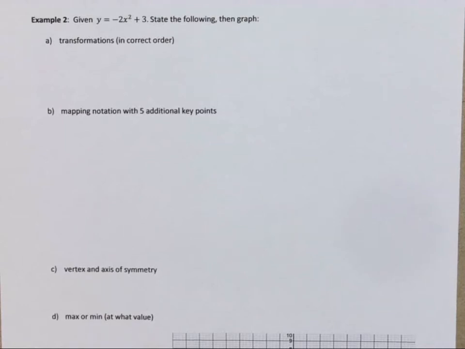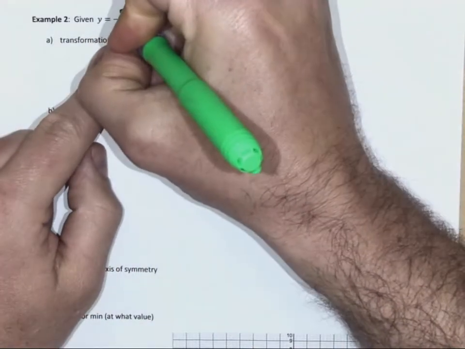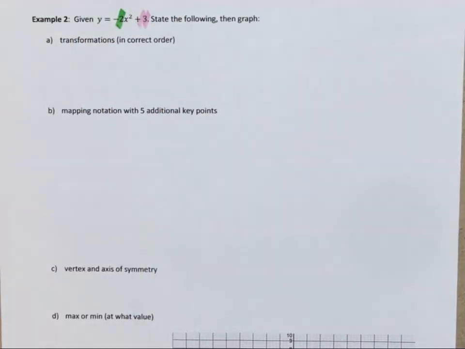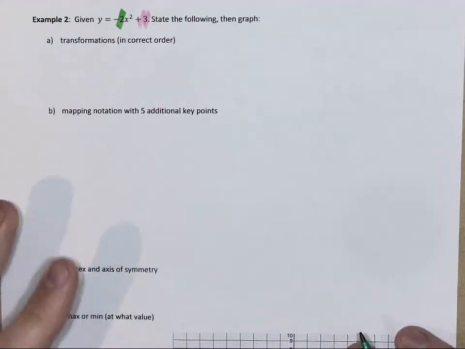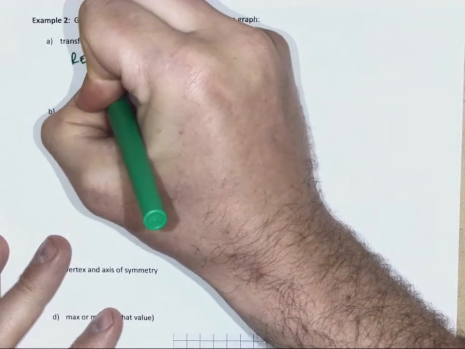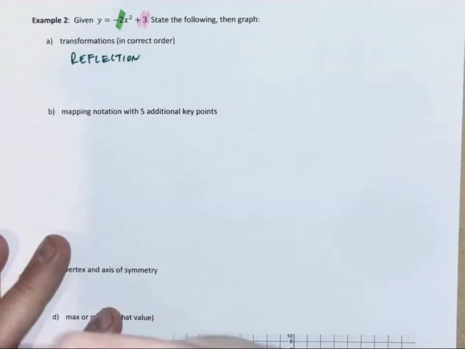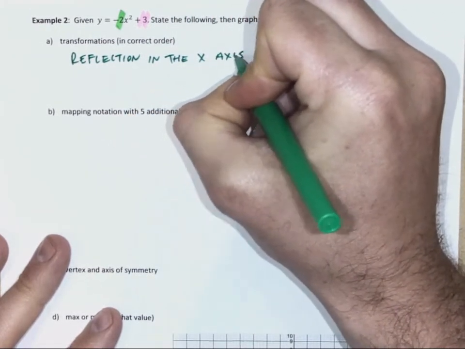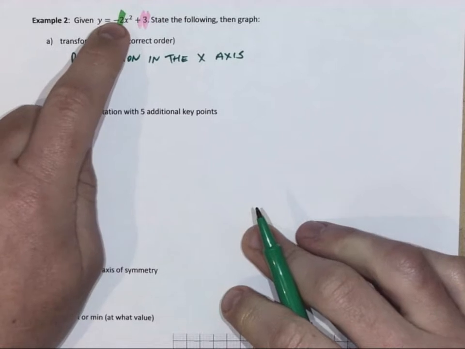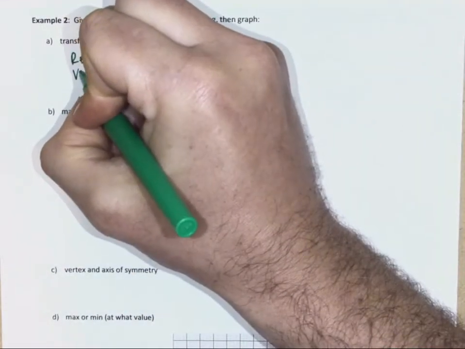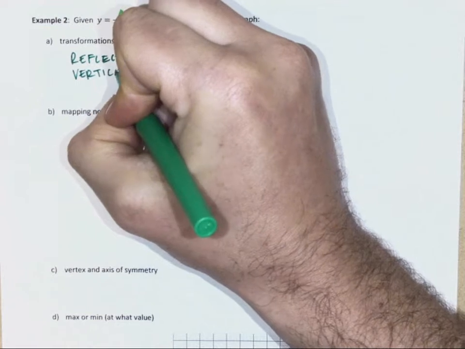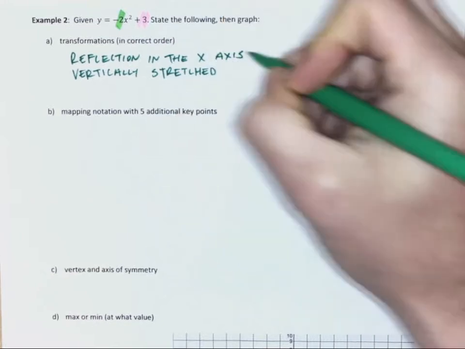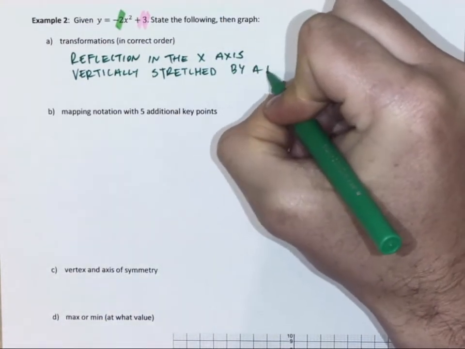Okay, if we look at another example, this one has an A value and it has a K value. So in correct order, the first thing we have is a reflection, because of the negative. Then the actual A value is 2, so it is vertically stretched by a factor of 2.